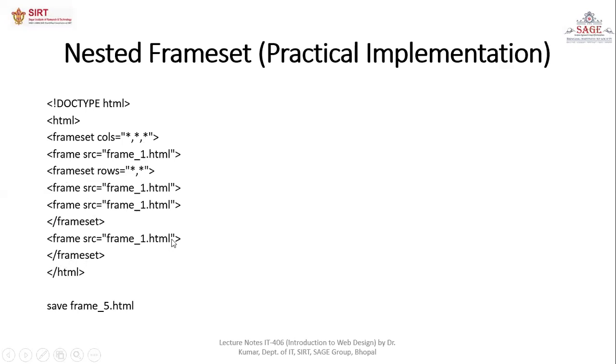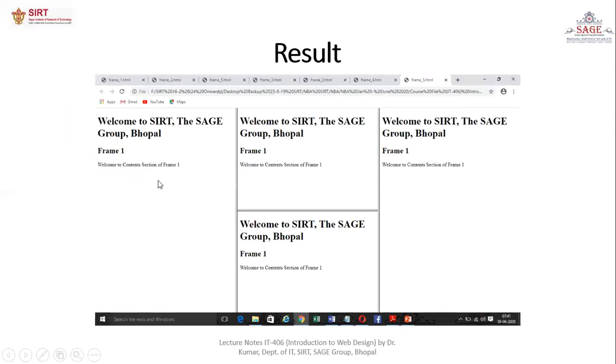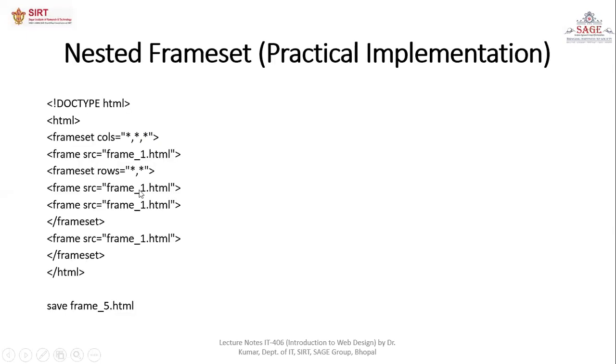Now this is the result. In the result, see, this is the first column, second column, third column, and I divide the second column into two rows. As the result, I take three columns, and inside this, I write the frame src tag that is used to insert the content inside that column. So I take here frame_one, and I'm again repeating that I have taken the same file for your convenience.